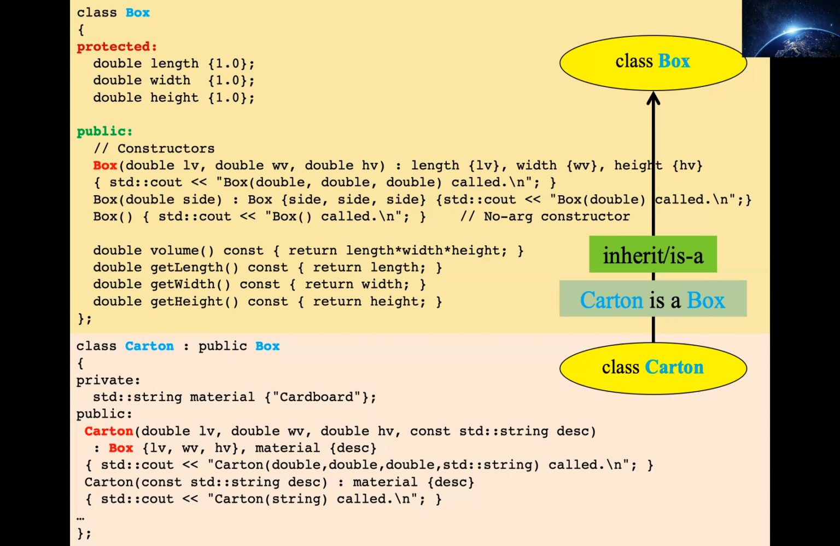On the other hand, if you put it in the protected, it's going to be private for any other class in C++, but it will be private both to its own class as well as its descendants. Okay, exactly. Let me repeat it again.